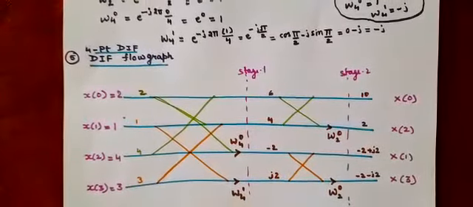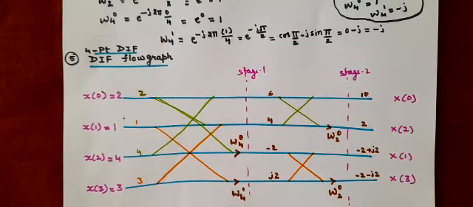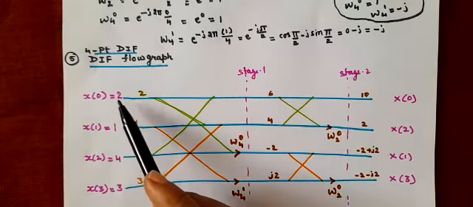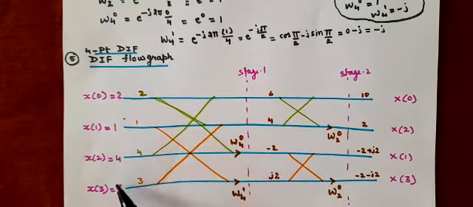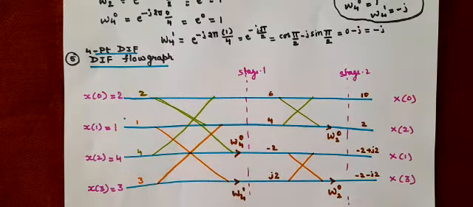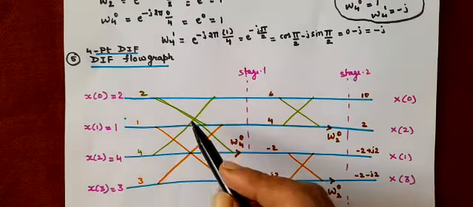Now coming to the flow graph, input is in the natural order. We have written the values of the sequence 2, 1, 4, 3. This is the given sequence. So let us come to the first stage calculation.